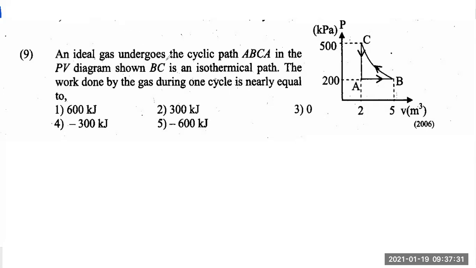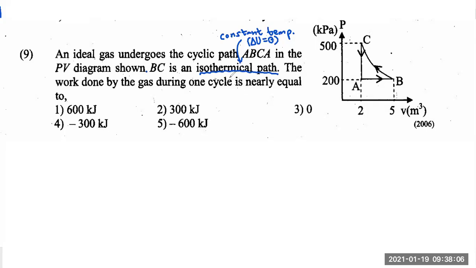An ideal gas undergoes the cyclic path ABCA in the PV diagram shown. BC is an isotherm. What is an isothermal path? We will be learning about that in a while. Isothermal path means constant temperature. If a process takes place under constant temperature conditions, we call it isothermal, and for that path, delta U will be 0. The work done by the gas during one cycle is nearly equal to.